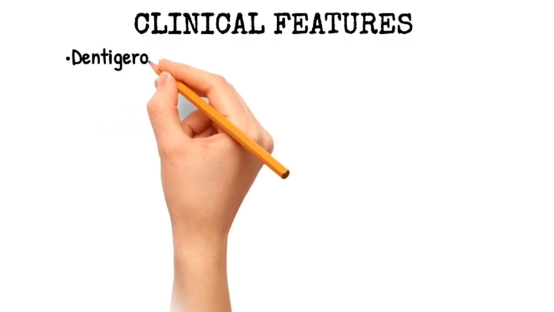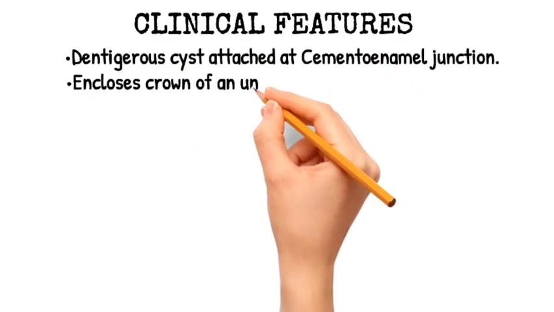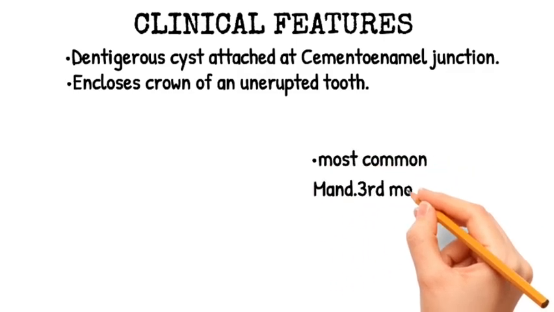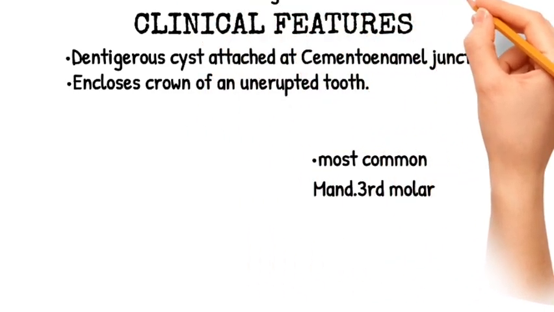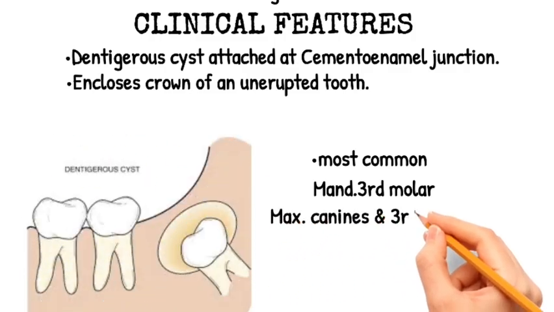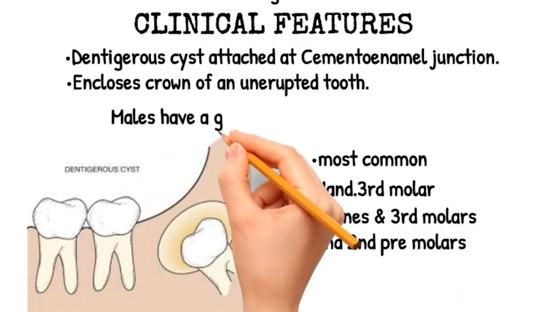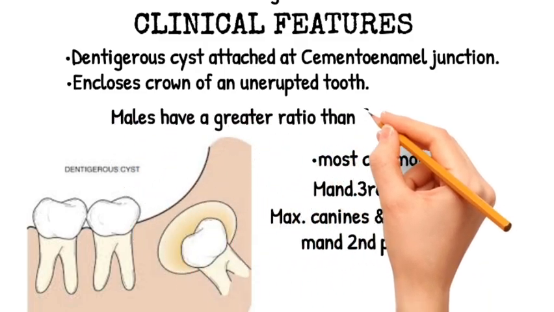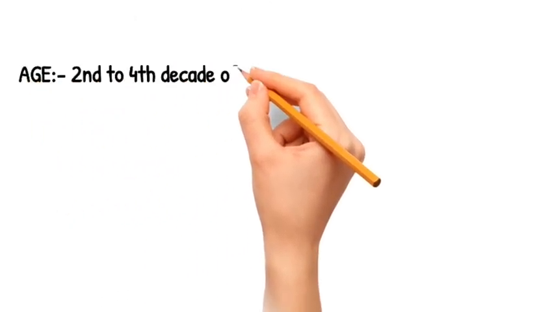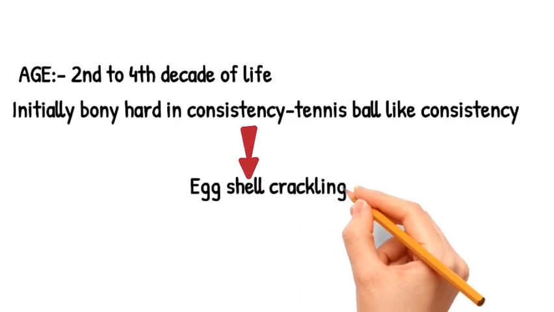Now, discussing the clinical features. The dentigerous cyst is attached at the cemento-enamel junction and it encloses the crown of an unerupted tooth, that is an impacted tooth. The most common tooth involved is the mandibular third molar, as you can see in the diagram. Next are the maxillary canine and third molars and the mandibular second premolars. Males have a greater ratio than females. Now coming to the age, it mostly occurs in the second to fourth decade of life.